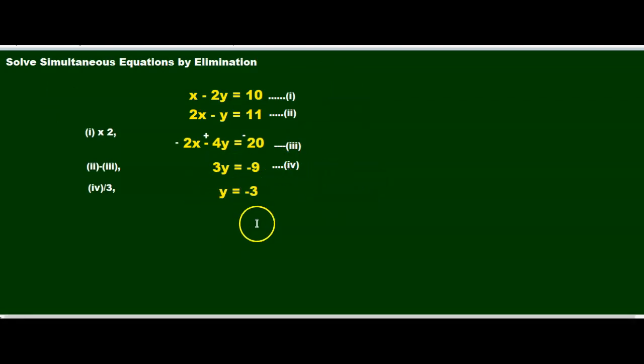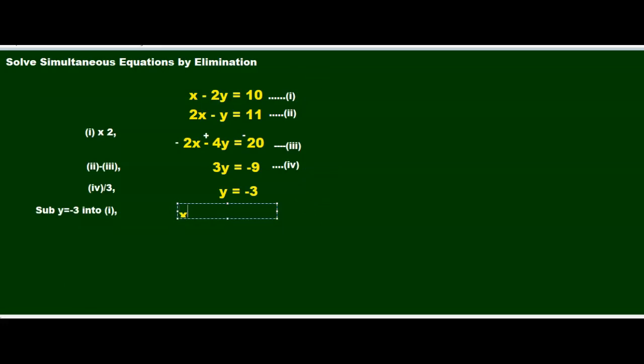Now, we've solved for y. Now we can plug it into equation 1 or equation 2. I'm going to choose equation 1 because the numbers are slightly smaller. Not a whole lot smaller, but we'll just do that. So I'm going to substitute y equals negative 3 into equation 1.